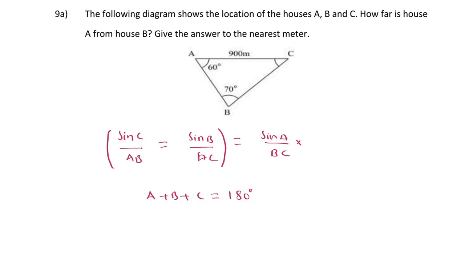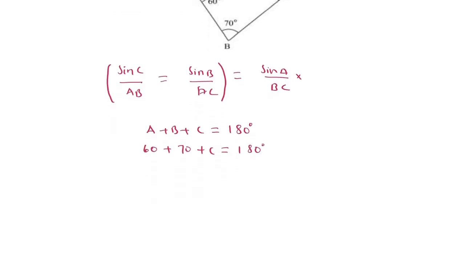Okay, so let us substitute the values given from the sketch. Then our equation is going to be 60 plus 70 plus C equals 180 degrees. Solving for C, we have C equals 180 minus 70 minus 60, of which after solving the values, we are going to have C equals 50 degrees.